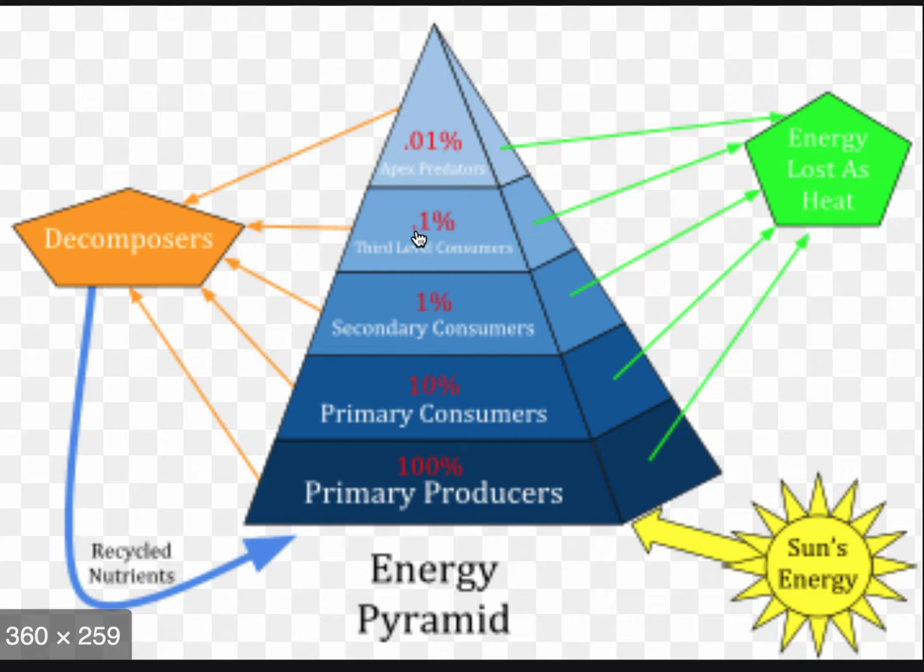And then that third level, that's the tertiary level consumer. They're only getting 1/10 of a percent of energy. And then that apex predator or quaternary consumer, they are getting 1/100th. Our decomposers here on the left, they're getting energy from every level. They're breaking down that material back into the soil for our primary producers.